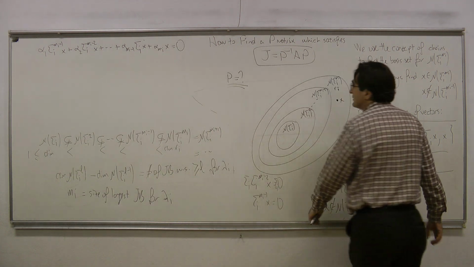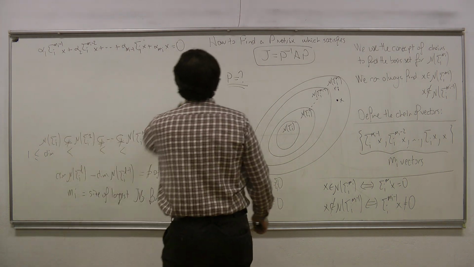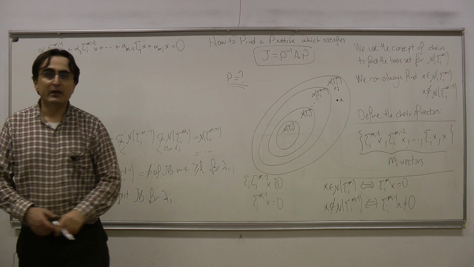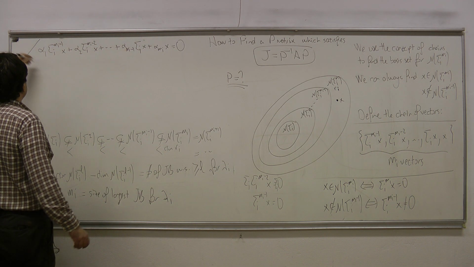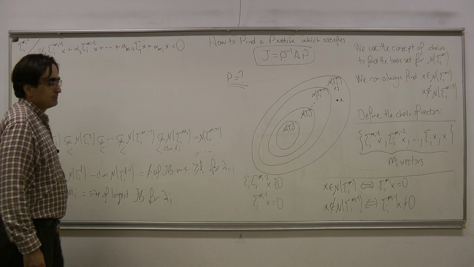How can I show that these coefficients are all equal to 0? Or how can I show that these vectors should be all linearly independent? Here is how. I will multiply both sides of this equation by sigma I to the power mi minus 1. Okay?